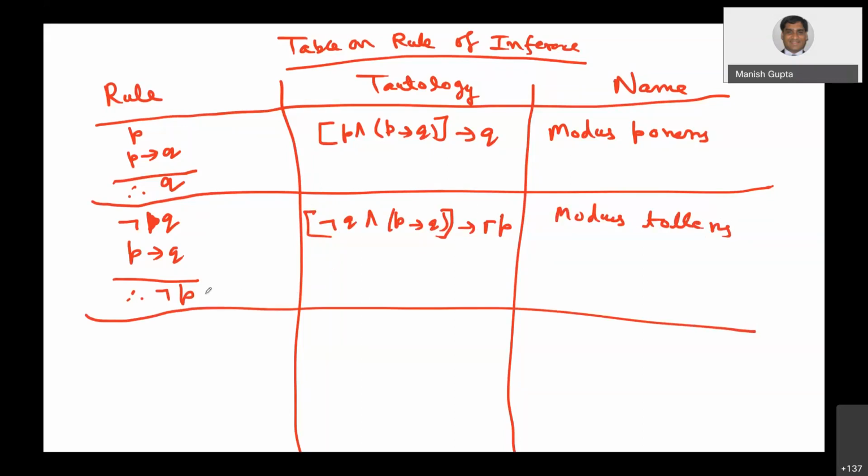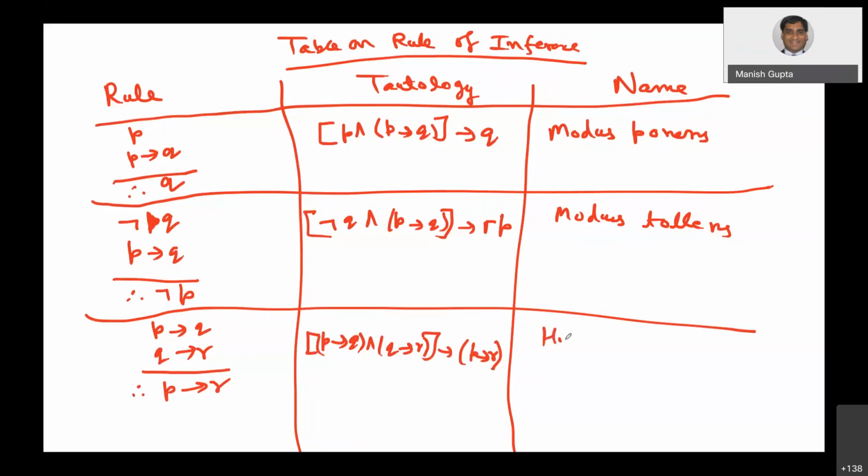Next, if P implies Q is true and Q implies R is true, therefore P implies R is true. So the tautology is P implies Q and Q implies R, implies P implies R. Okay, and this is known as hypothetical syllogism. These are just names.